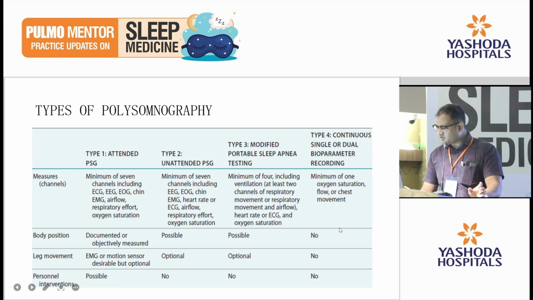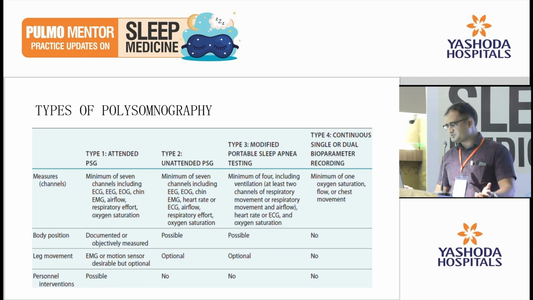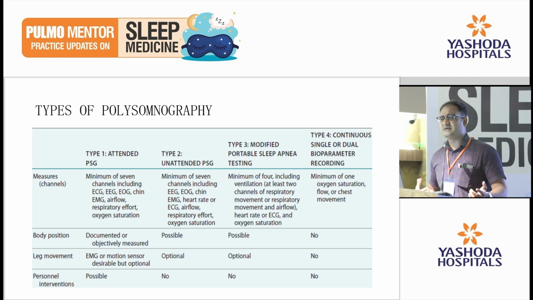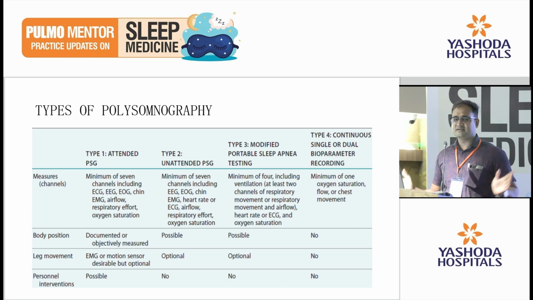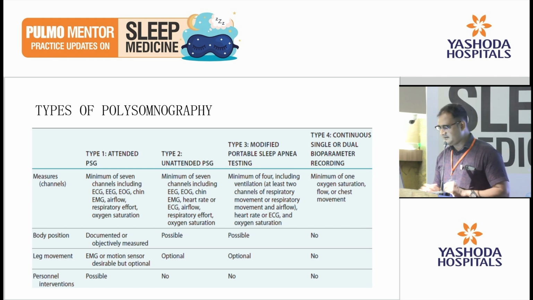Then level 4: a minimum of 1 parameter is used, that is oxygen saturation or effort, so it is not of much use. Either you can go for level 1 or level 3. So what is the difference between level 1 and level 3? That we have to know.